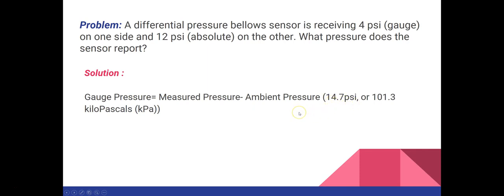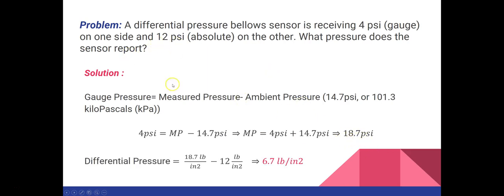14.7 psi. So we will put the values into this equation. Here we're going to put 4 psi, and here we're going to put 14.7 psi. If you put that, you will get the measured pressure, which is 18.7 psi. And now we have to find out the difference between this pressure and this pressure. The difference will come out to be 6.7 pounds per square inch. So this is the answer for this problem.